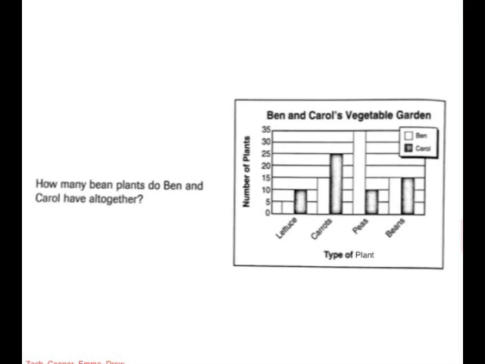This is Zach, and our problem is how many bean plants do Ben and Carol have all together? What you have to do is you see Ben and Carol are white and black. So you go over and you see that they both have 15 plants. Then you have to add up 15 plus 15, and that equals 30.